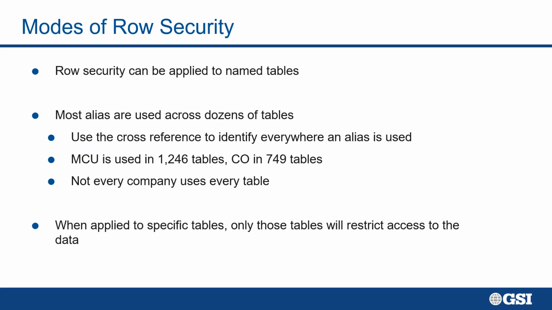So if you're locking it down at star all, you're locking MCU, which again we'll get into in a second, at all of those tables, versus if you use MCU at F0901, you're locking it down at just that one table. And not every company uses every table. If you don't use every module in JDE, some of the tables don't pertain to you. Fixed assets is a 50-50 whether companies use that in JD Edwards. So obviously any MCU tied to an F12 table, if you're not using fixed assets, is not going to pertain to you. So you do need to look through and see what tables and aliases pertain to your unique situation. And again, when applied to specific tables, only those tables are restricting access to the data, nothing else.